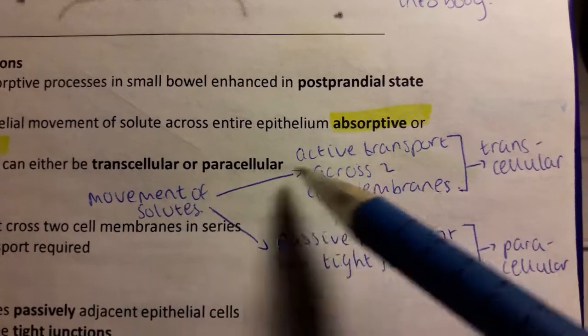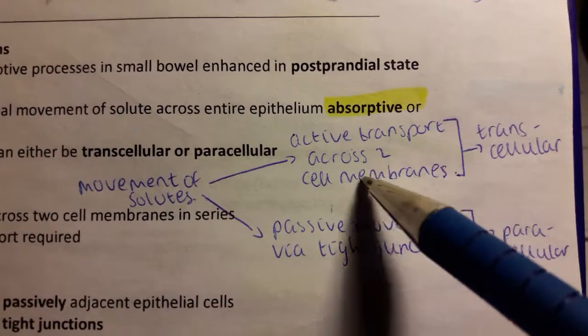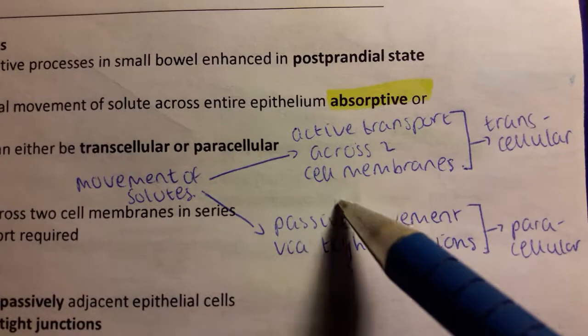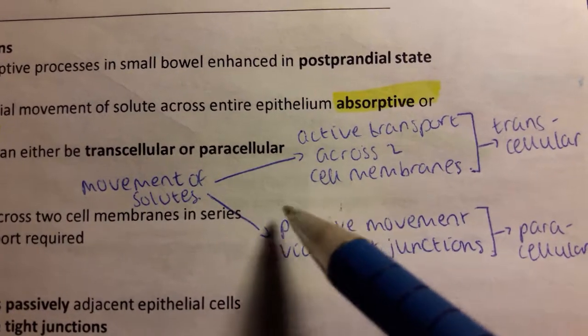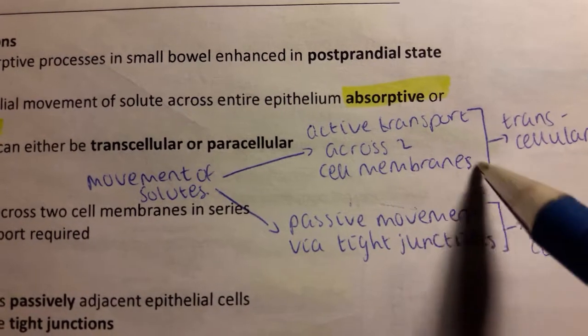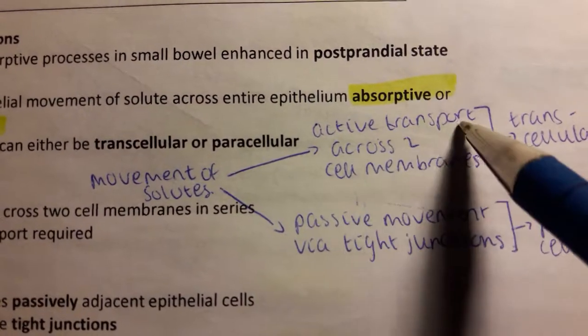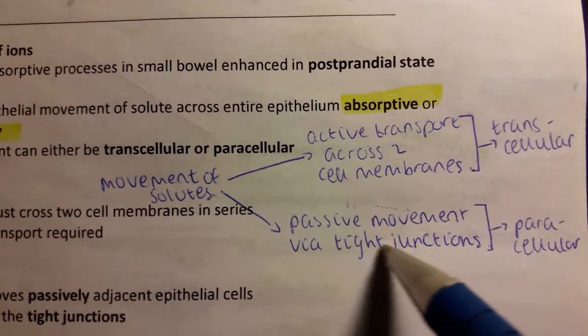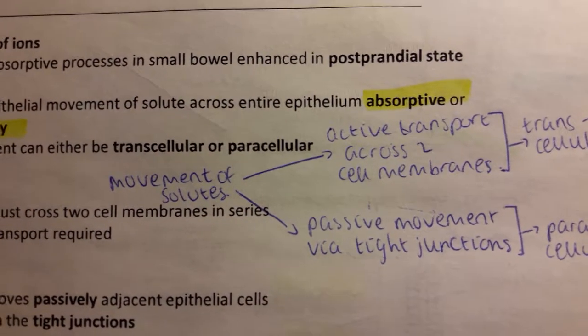The movement of solutes can either be active transport across two membranes. What are the two membranes? Well, you've got the apical membrane of the enterocytes, through the cell, transcellular, and then across the basal membrane by active transport. And you've got passive movement via the tight junctions, which is paracellular.